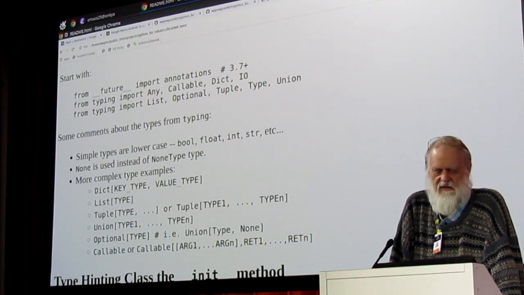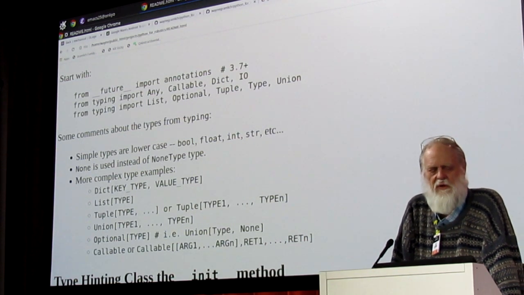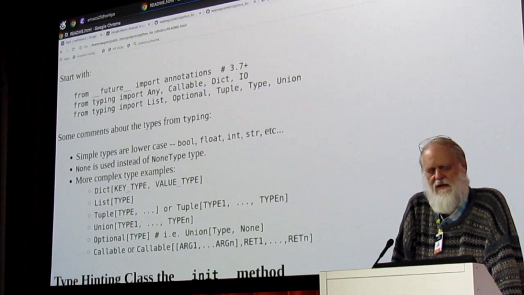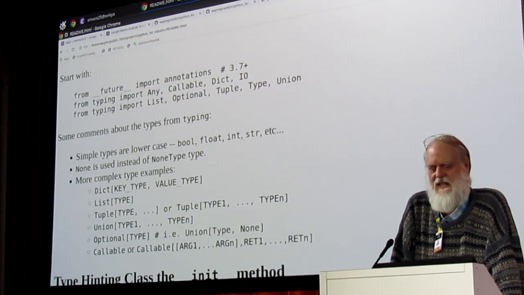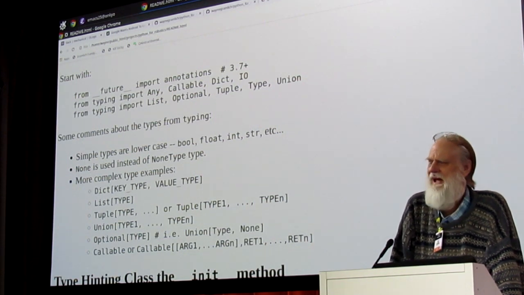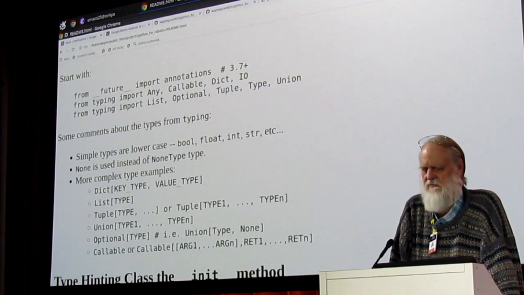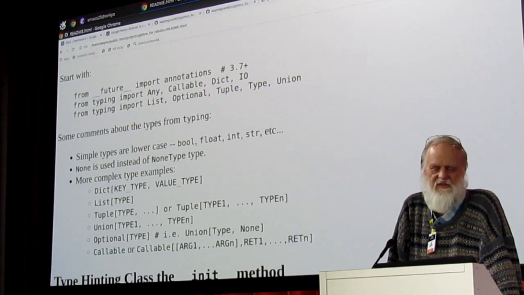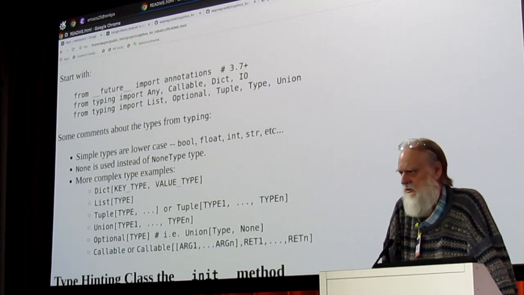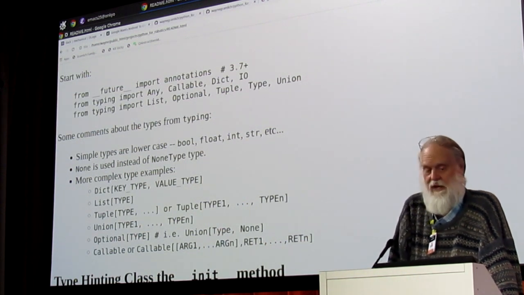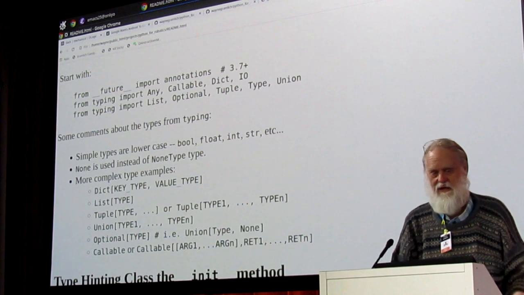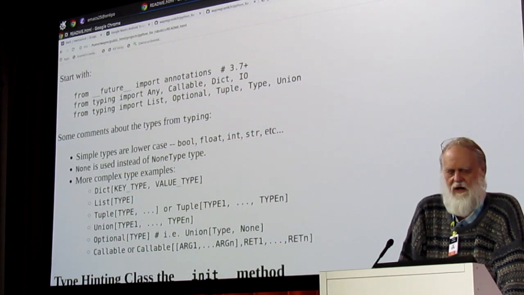I will mention that from 3.7 on, you are probably going to have to add the line from __future__ import annotations, because they believe they have made an incompatible change, and so this may be necessary. Since I'm not running 3.7, I don't know this for sure, but this is what I've read. So I just wanted to warn you about that. Okay.